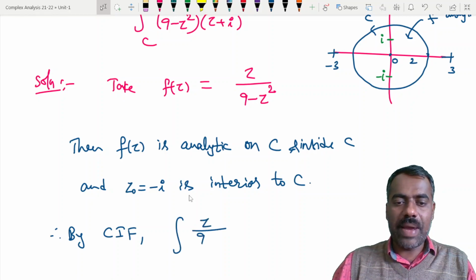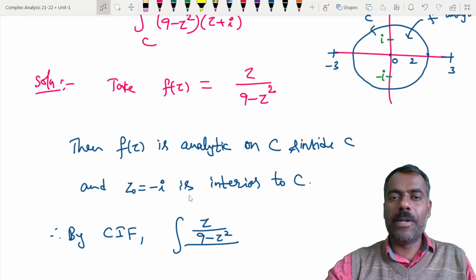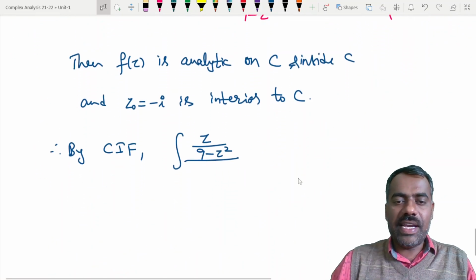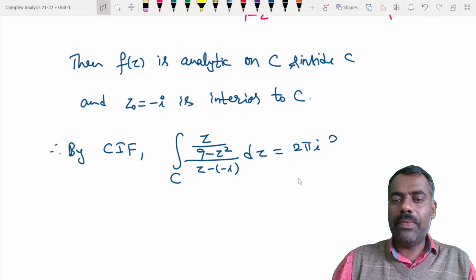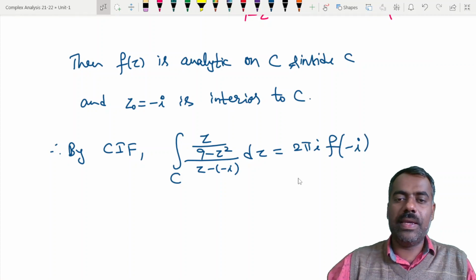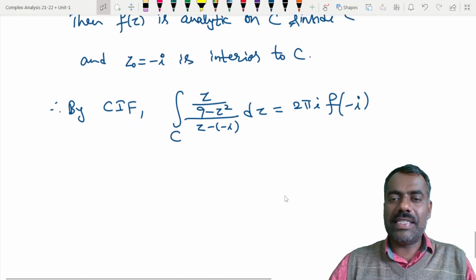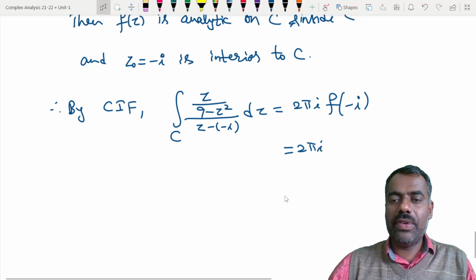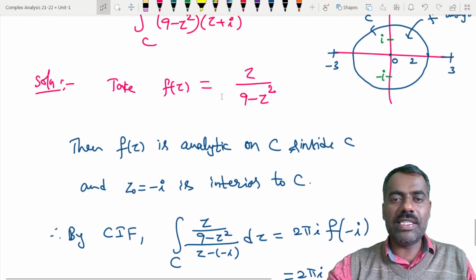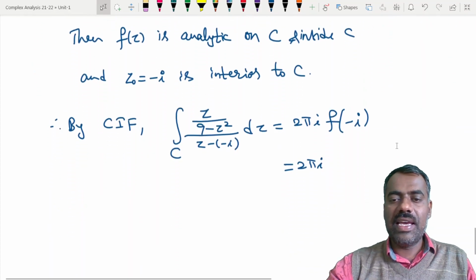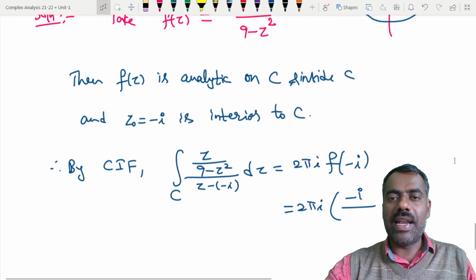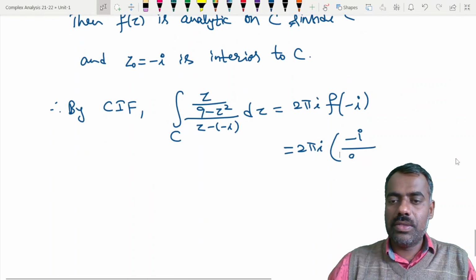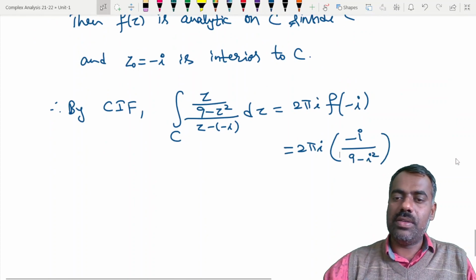Therefore by Cauchy integral formula, what we have is the integration of f of z, that means z by 9 minus z square, upon z minus z naught, which is z minus i, over C, dz, is equal to 2 pi i times f of z naught, which is f of minus i. So this is the same as 2 pi i times f of minus i, which is minus i upon 9 minus i square.